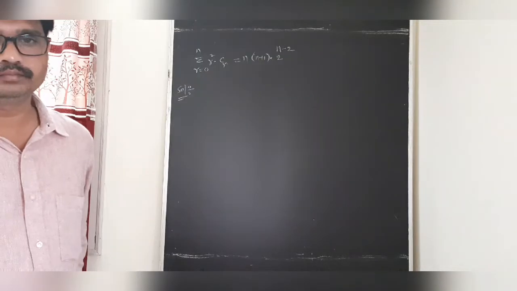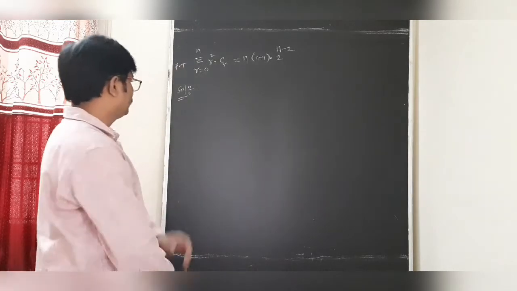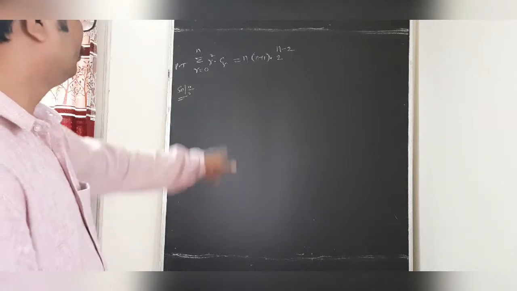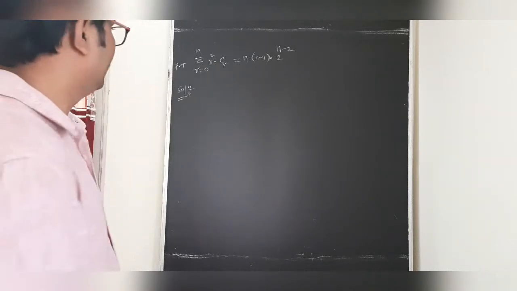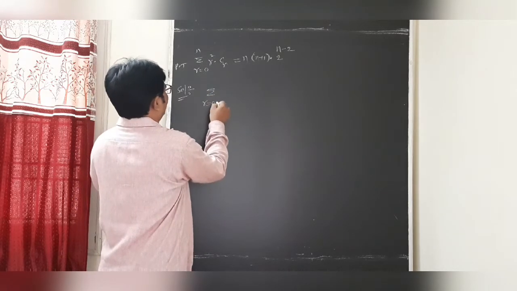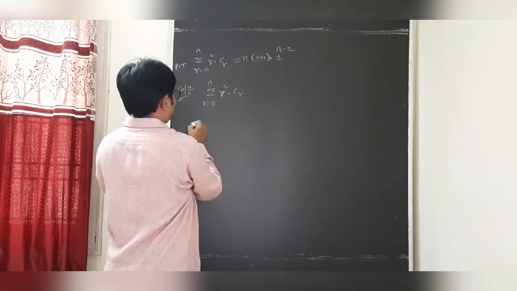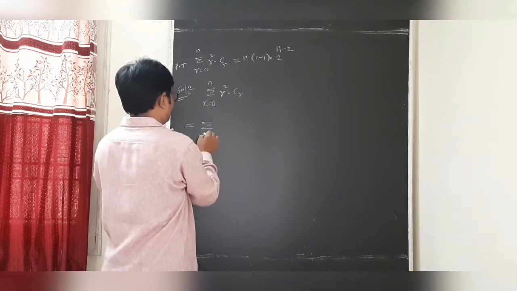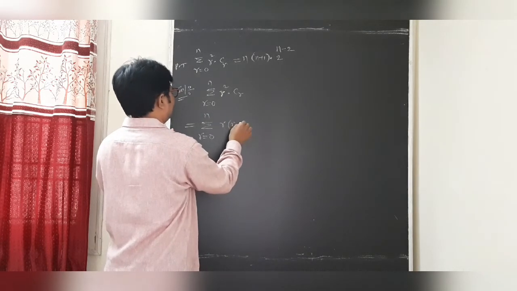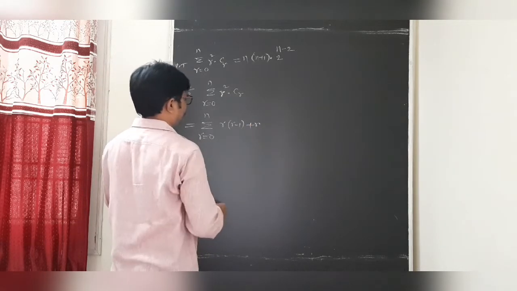Okay students. My dear students, right now we saw that sigma r equal to 0 to n r square into Cr is n into n plus 1 into 2 power n minus 2. Dear students, right now, sigma r equal to 0 to n r square into Cr. This is what, students? r square can be written as r into r minus 1, plus r.